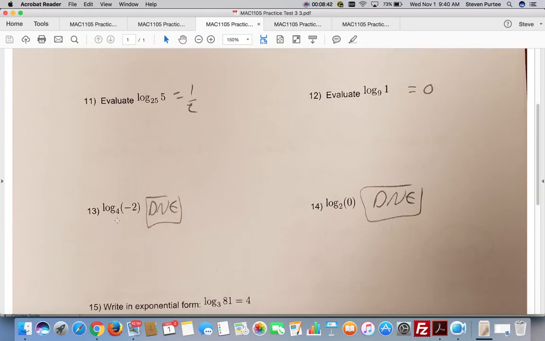What about log base 4 of negative 2? You can't do that. You can't take a log of a negative. The argument, the inside, is not allowed to be negative and is not allowed to be 0. You can't take log of 0. Your answer can be 0. The inside can't be 0.